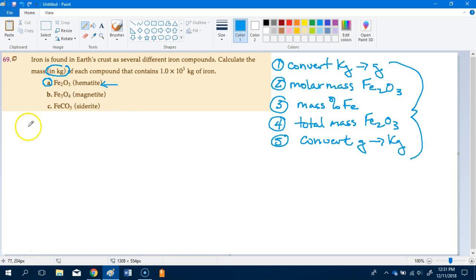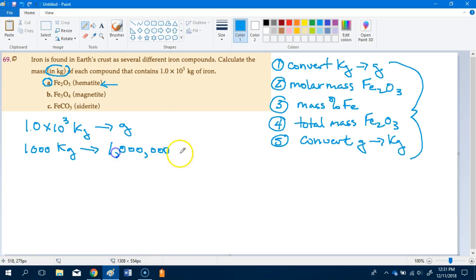So that's basically what we're going to be working through in order to solve question A. First of all, we need to take 1.0 times 10 to the power of 3 kilograms, and we need to convert it to grams. So 1.0 times 10 to the 3 is 1,000 kilograms. And 1,000 kilograms to grams, we multiply by 1,000, so that's going to give us another 3 zeros. So 1,000 kilograms equals 1 million grams. So there's our first task done.